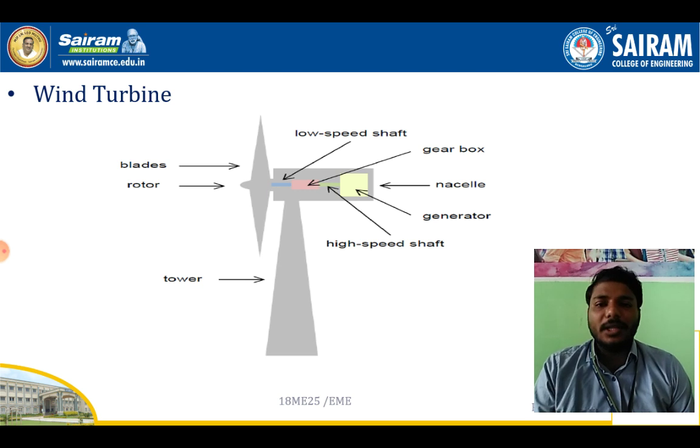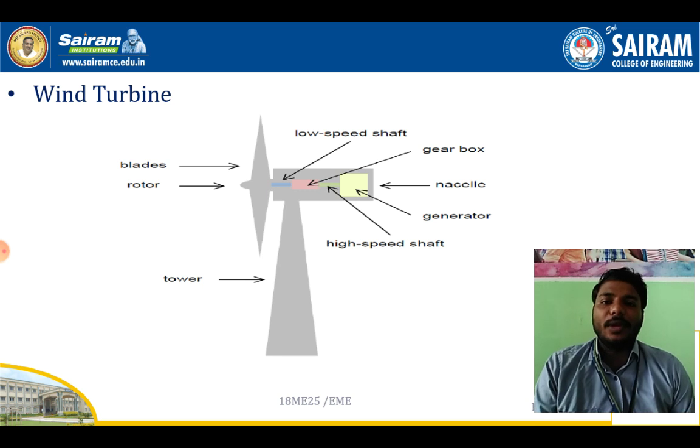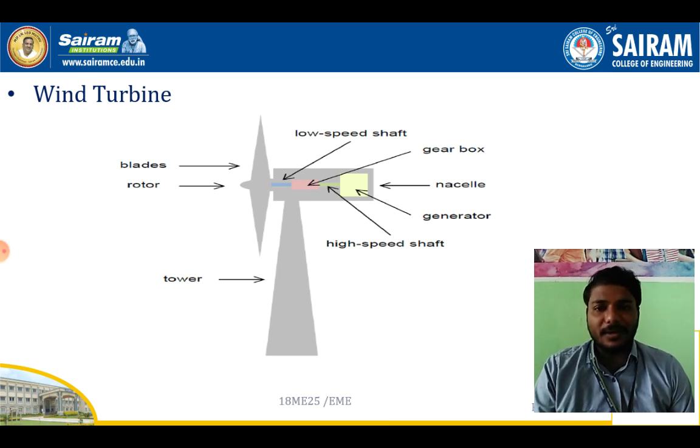Here we can see a schematic diagram of the wind turbine, where you can see the rotor blades, the low speed shaft, the gear, the high speed shaft and the generator. It is mainly located on a tower at a certain height. The turbine runs based on the wind.